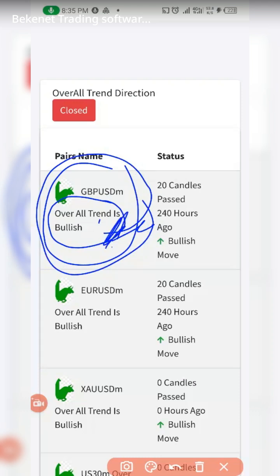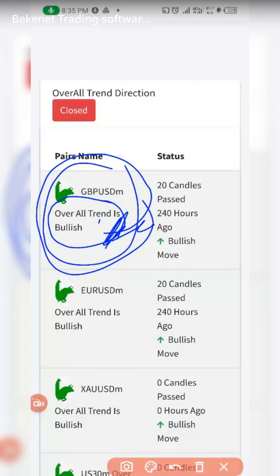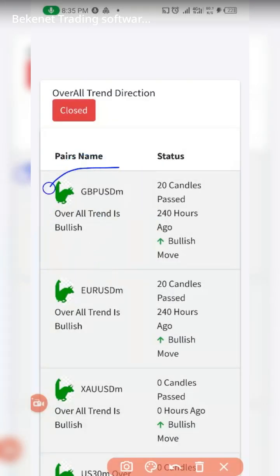Please don't confuse this with Smash 100. I am not talking about Smash 100 today. I'm talking about overall trend direction. So if I want to take my trade on this or do my own analysis by myself, it must align with what this is telling me.